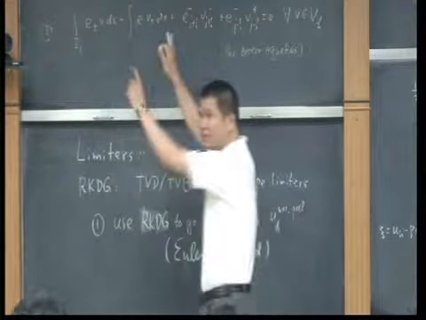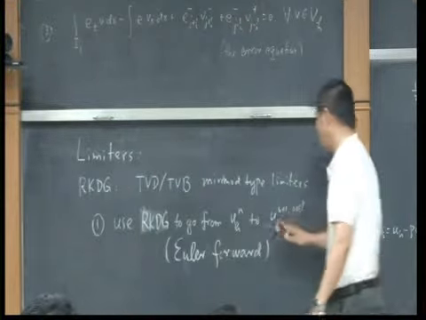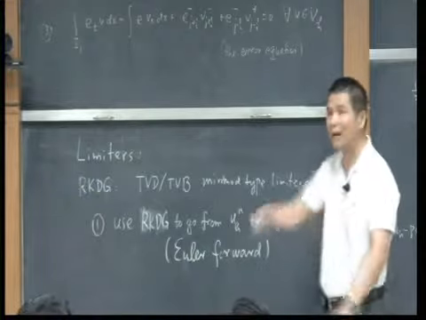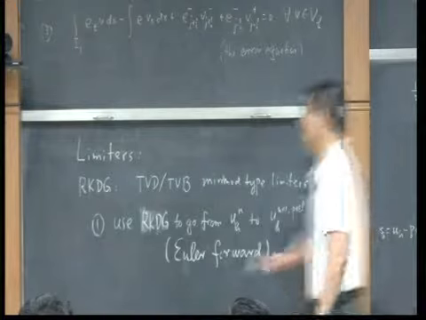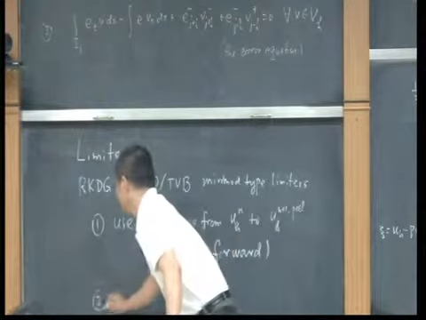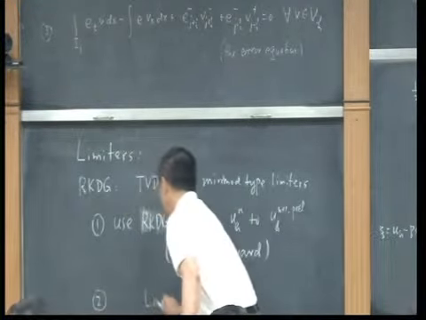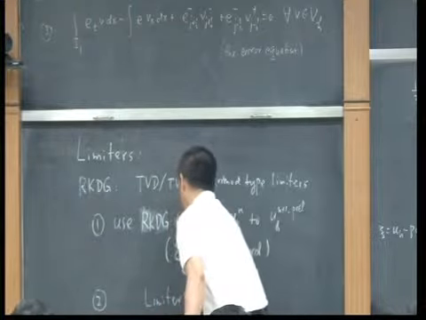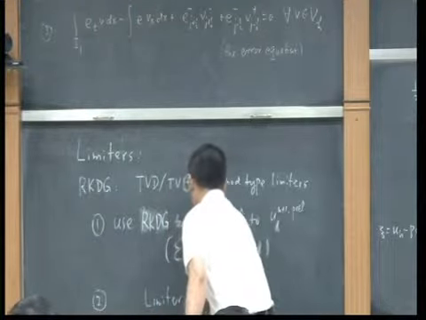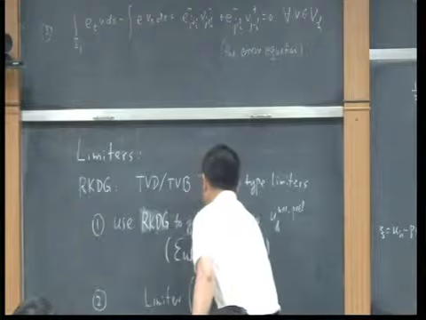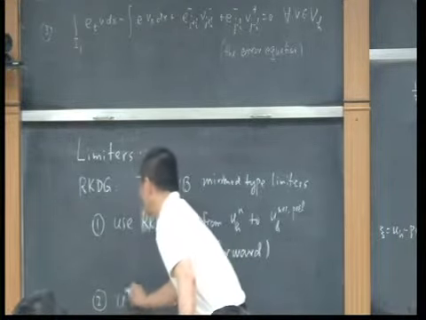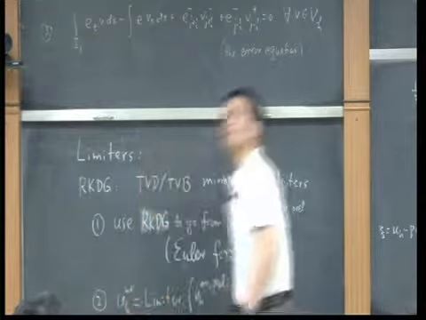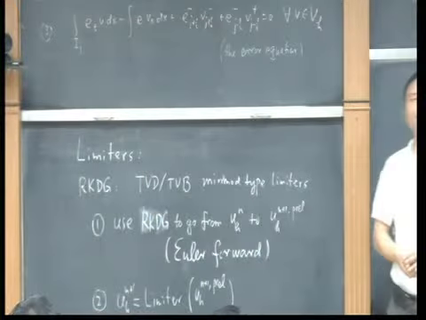So what I have explained so far would bring you from time level n to time level n plus 1 over to the first Runge-Kutta stage. I call it preliminary. And then second, I apply a limiter to this U_h^{n+1} preliminary. And this result would be my U^{n+1}. So it's a predictor-corrector type thing.